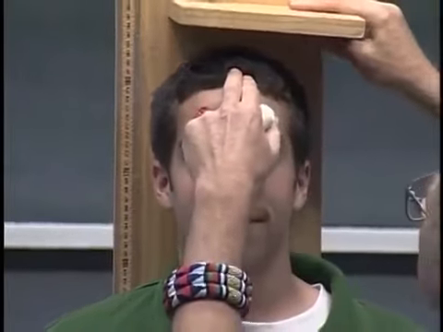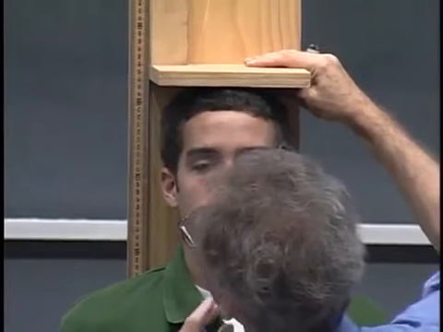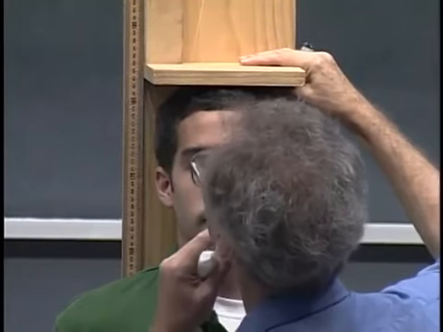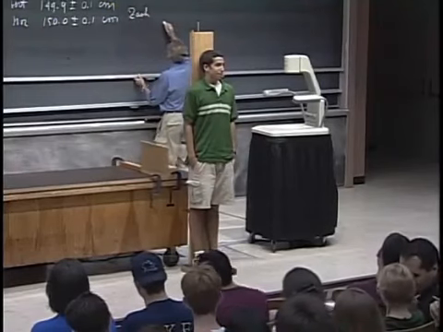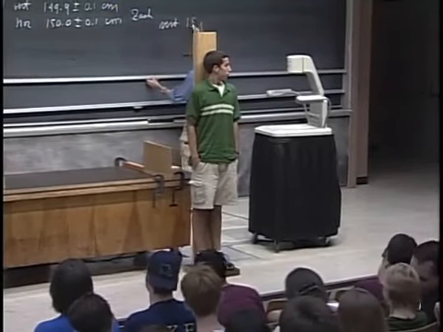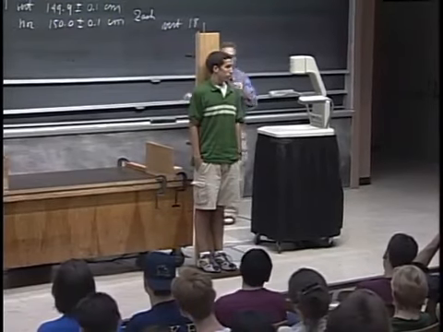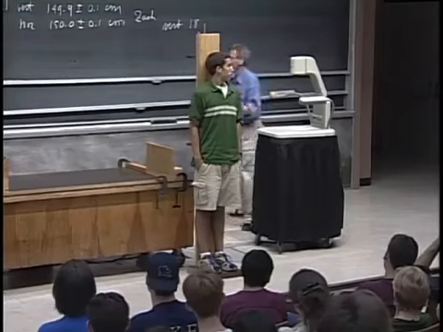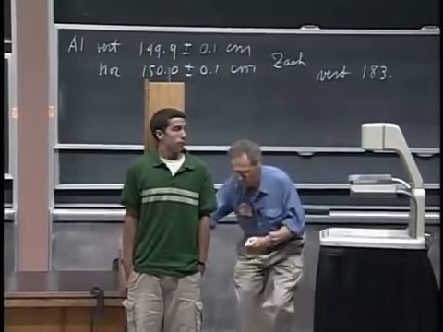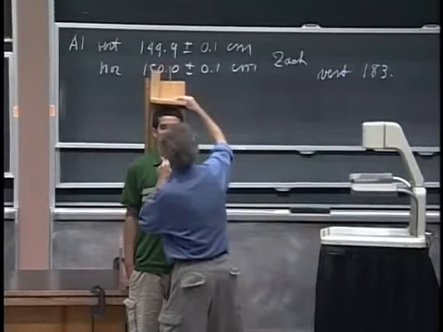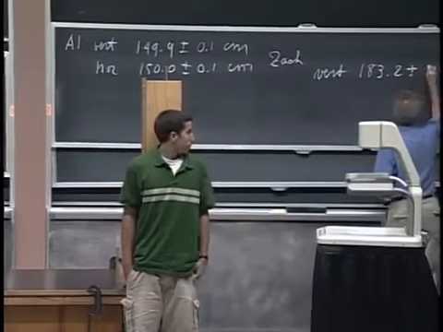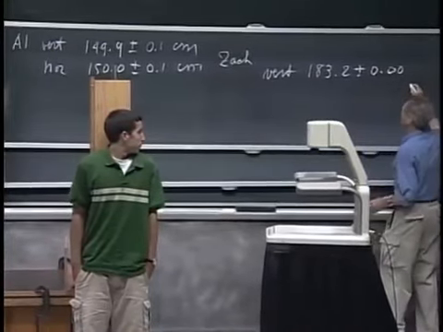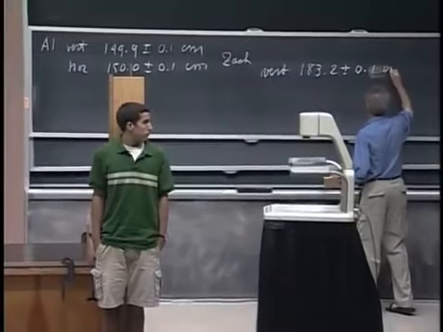Okay, stand there. Okay, 183.2. Stay there, don't move. This is vertical. What did I say, 180? 183.2, yeah. And an uncertainty of about 0.1 centimeters.